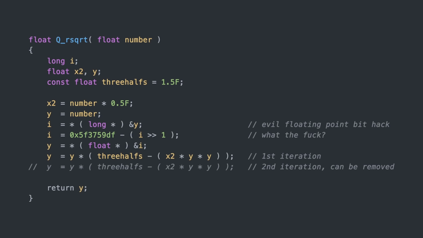At first glance, it doesn't seem to make any sense. Where does this number 0x5f3759df come from? What does this have to do with taking square roots? And why is there a disgusting curse word in the second comment?